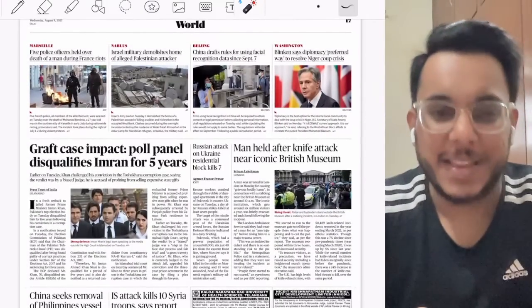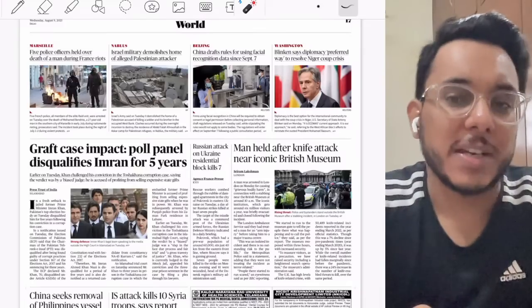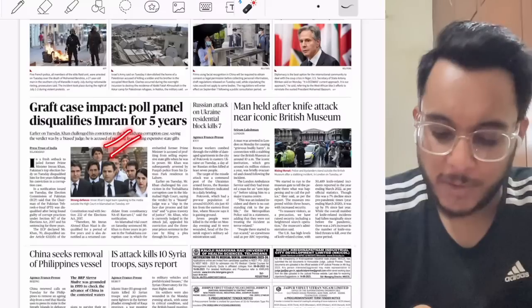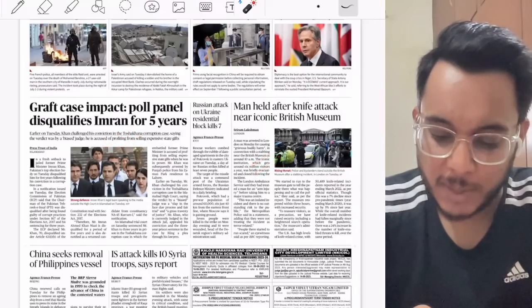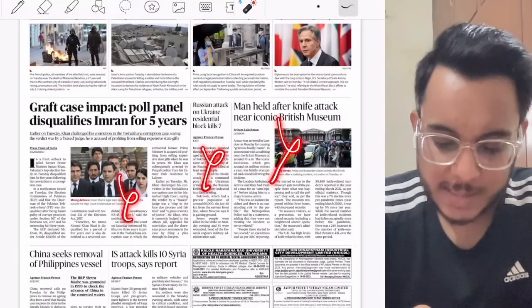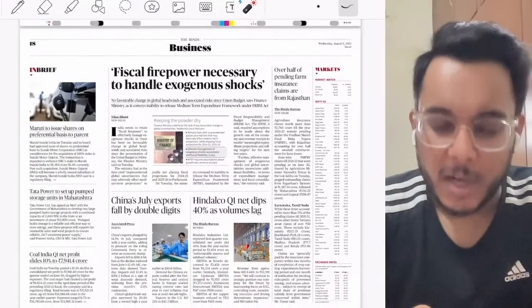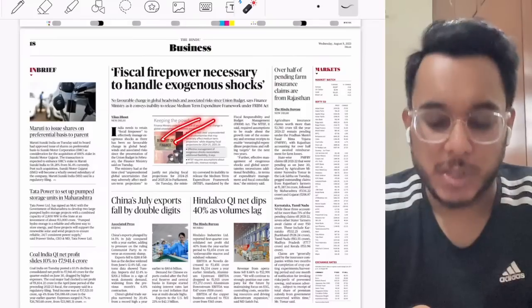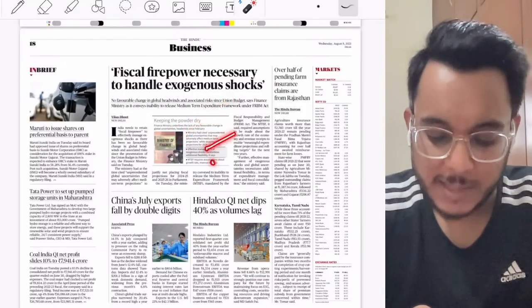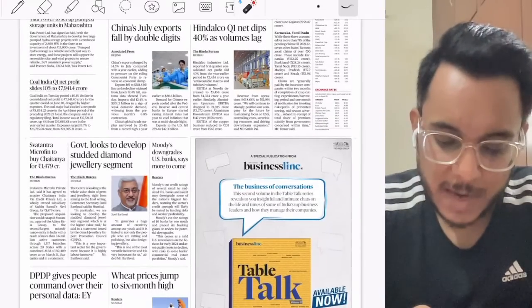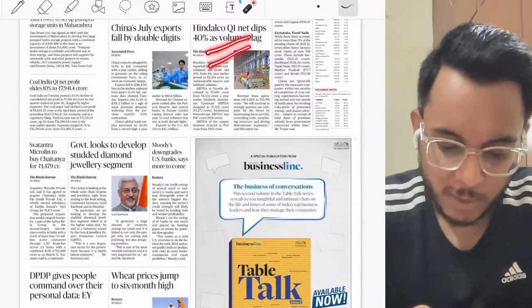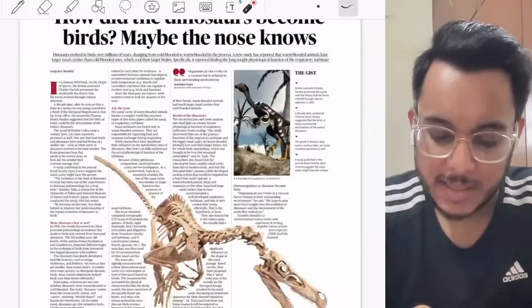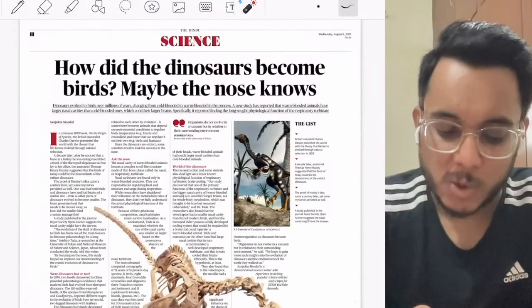Then on the world page, largely we have the evolutionary art details. For example, Imran Khan disqualified for 5 years, man held for knife attack near British Museum. Much important things for the exam have not been given here. Moving to the business page, here we have an article, fiscal firepower necessary to handle exogenous shocks. We'll see this particular article. Then we have largely these corporate trends and such things. Okay, and then we have the sports page. Then in the last science page, how did the dinosaur become the birds?